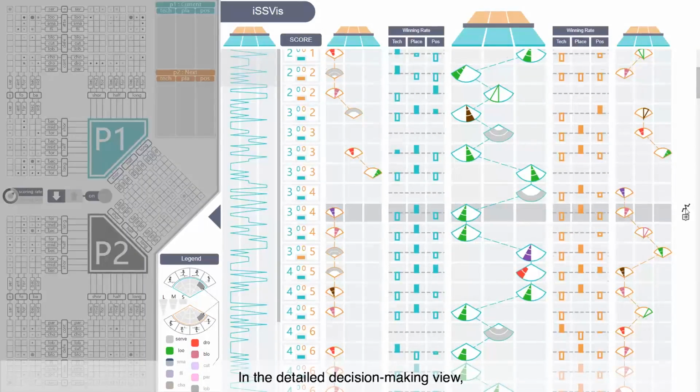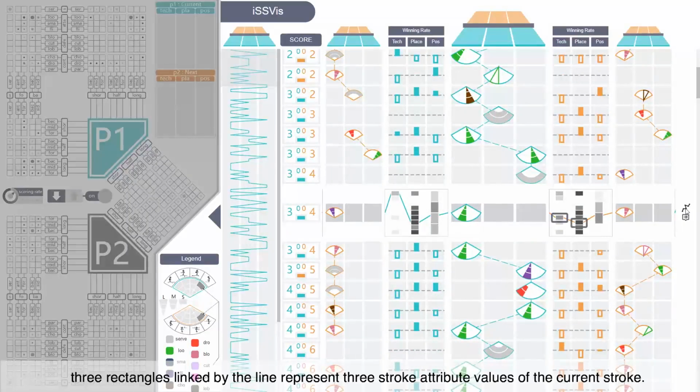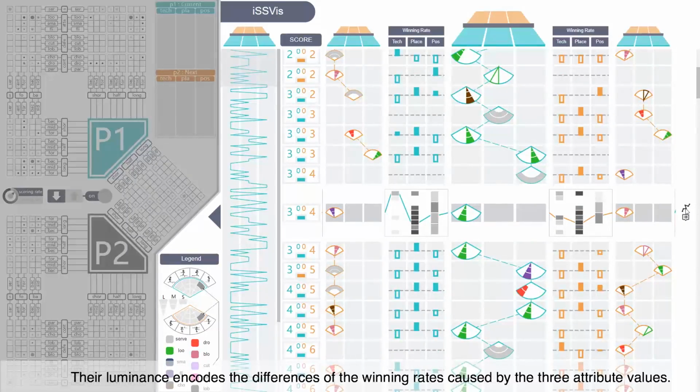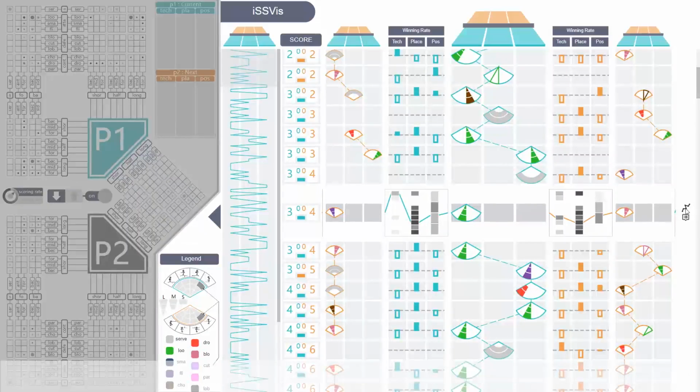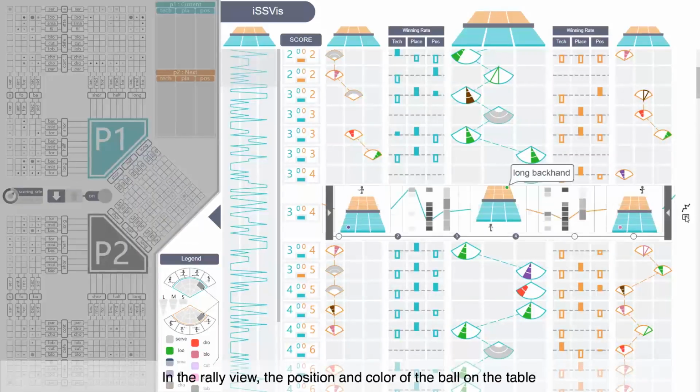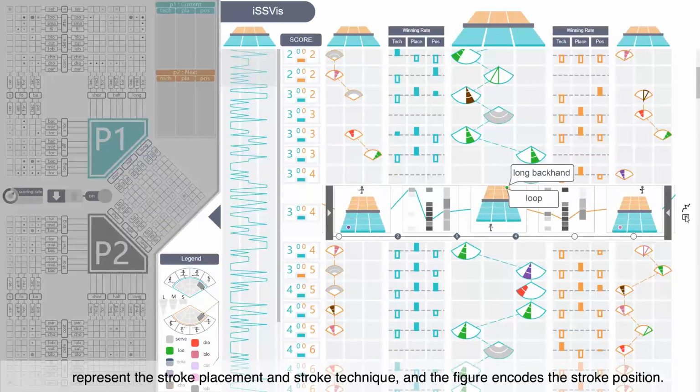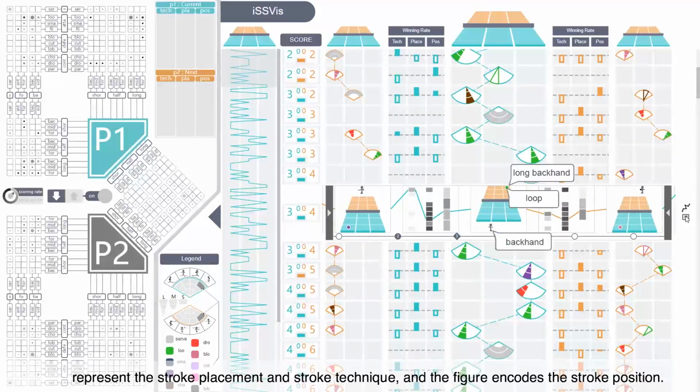In the detailed decision-making view, 3 rectangles linked by the line represent 3 stroke attribute values of the current stroke. Their luminance encodes the differences of the winning rates caused by the 3 attribute values. Luminance of other rectangles encodes the difference of the winning rates for other attribute values. In the rally view, the position and color of the ball on the table represent the stroke placement and the stroke technique, and the figure encodes the stroke position.